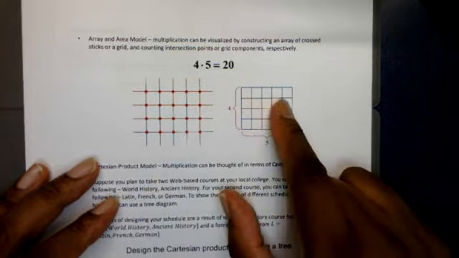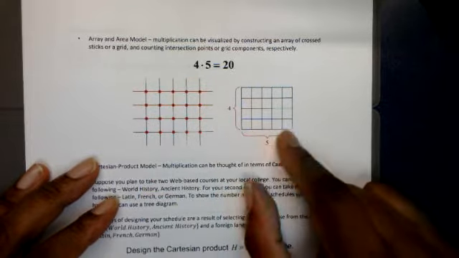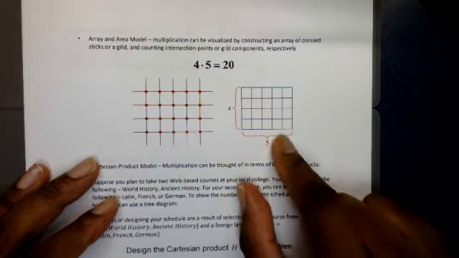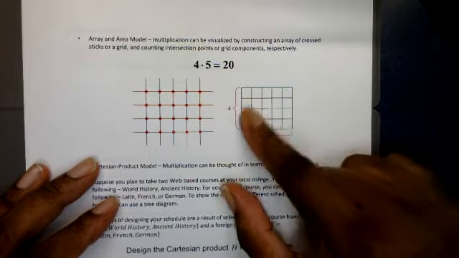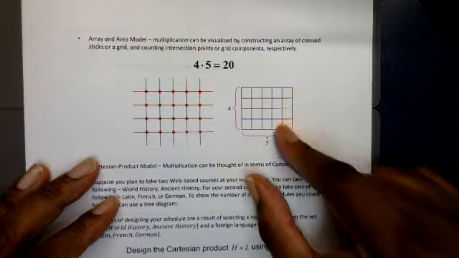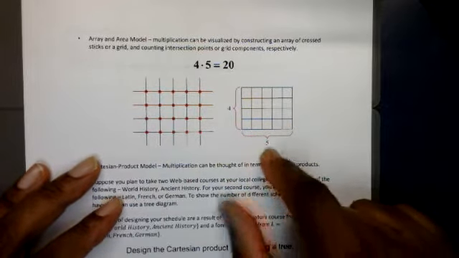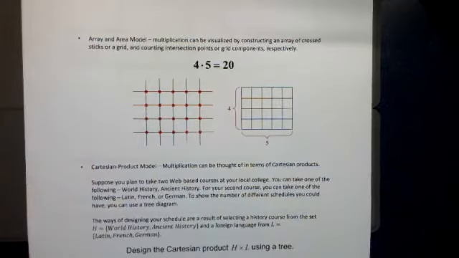And also a grid that looks like this. 4 rows of 5. Or in this case, 5 columns of 4 blocks. So 4 times 5 will be 20.